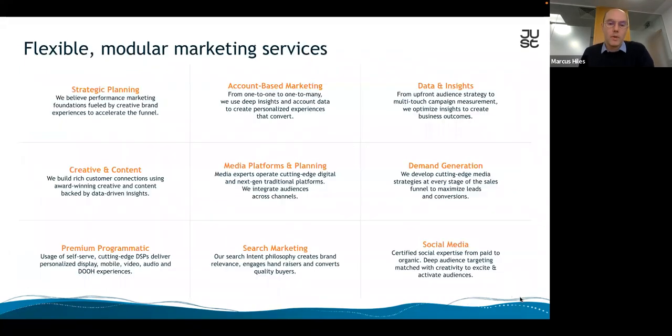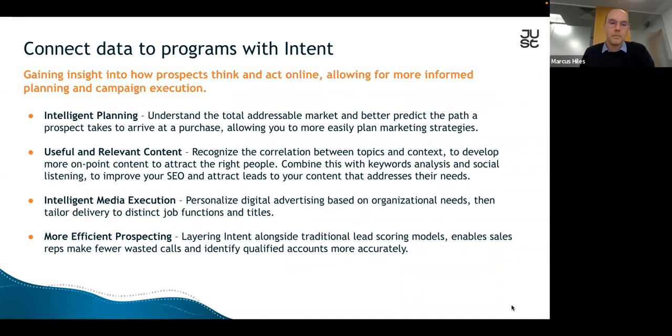So yeah, really looking forward to going through this. We've got quite a broad range of service offerings that we cover, a number of different program types that we do as well. And where we use intent here really is around how to support our planning and execution capabilities. We typically utilize it within the account-based marketing programs, where we can get some deeper insights, and then we use it in the activation of brand to demand programs as well.